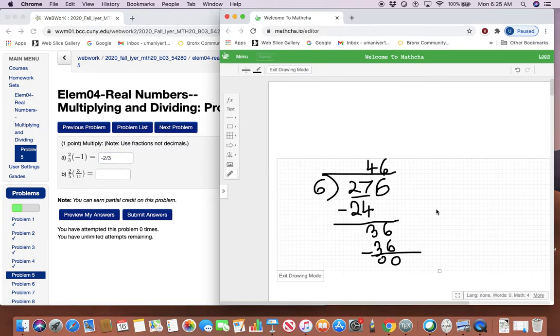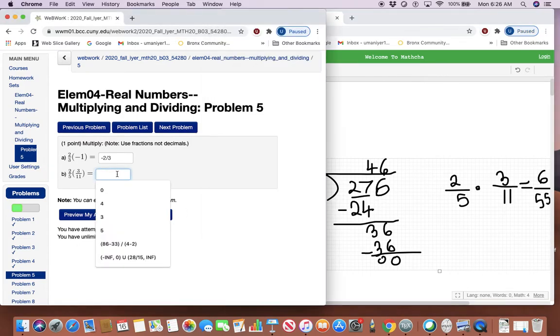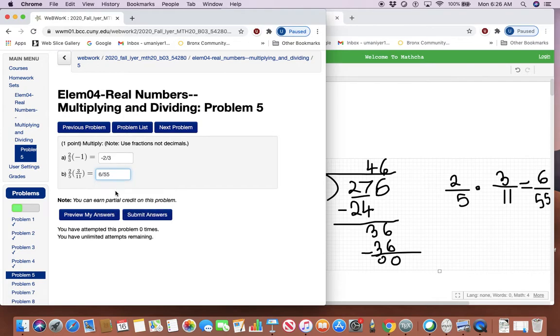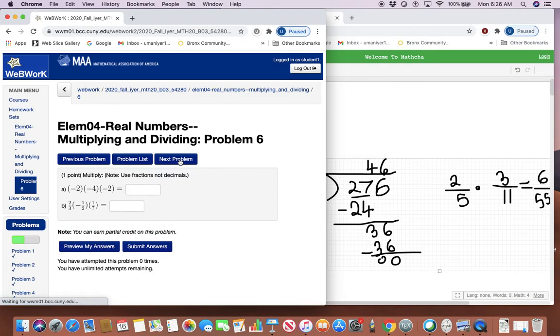Multiplying these two numbers, you see, 2/5 times 3/11. Multiplication of fractions. If you can reduce, you would reduce numerator versus denominator. There is nothing to reduce here, so you simply multiply the tops and multiply the denominators. So this is 6 over 55.